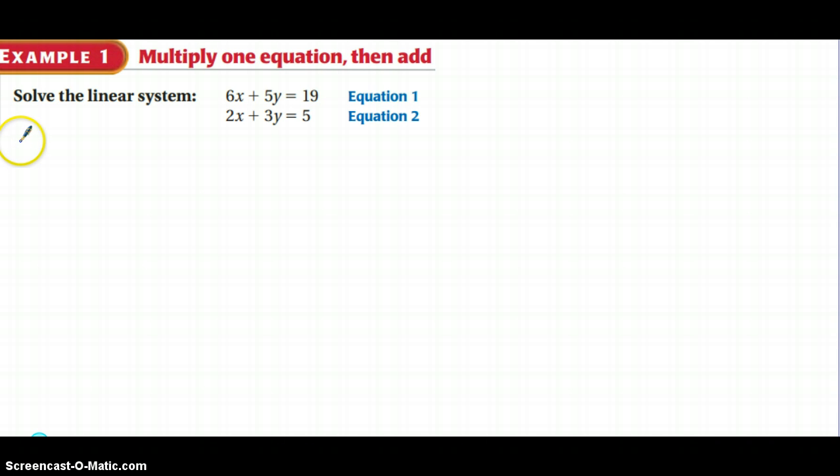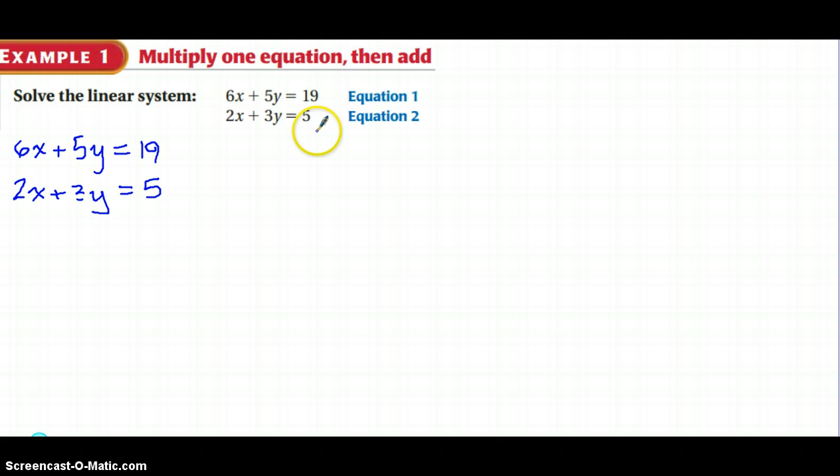So I'm going to copy down the first equation. I've got 6x plus 5y equals 19. And for the second equation, I've got 2x plus 3y equals 5. And so really we have to kind of take a look at what's going to be the most efficient approach for us as individual learners.